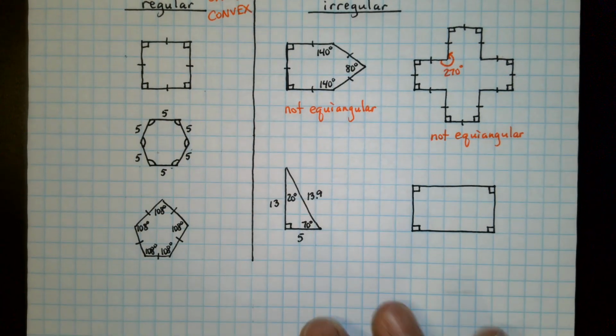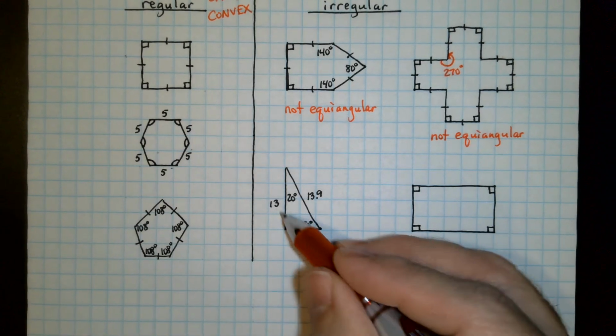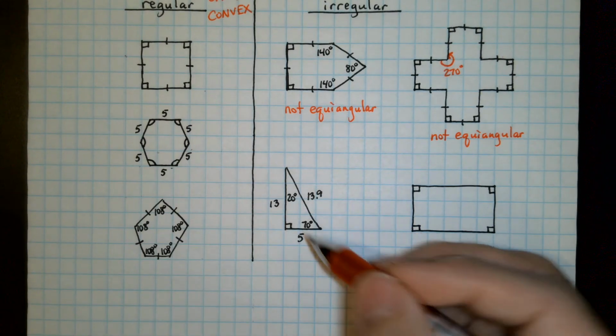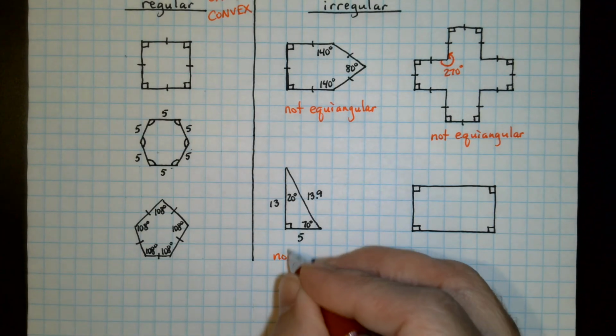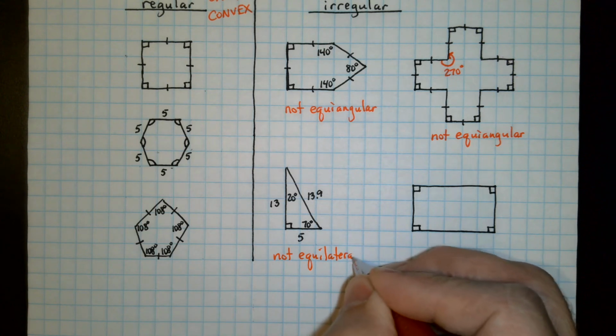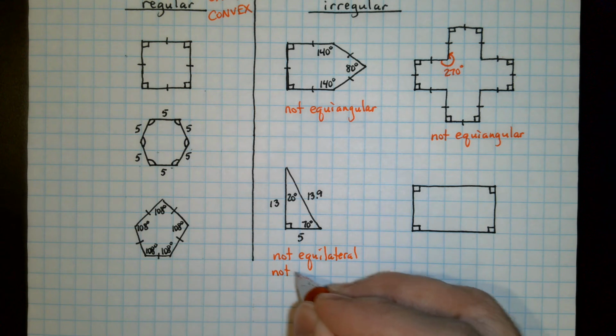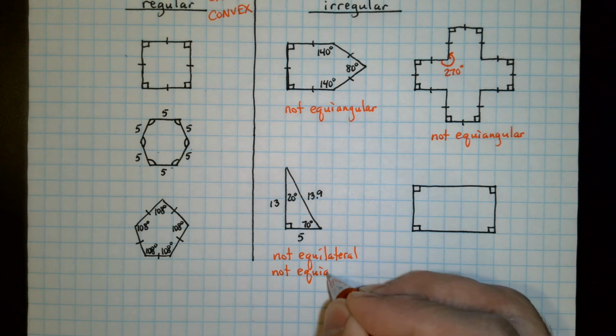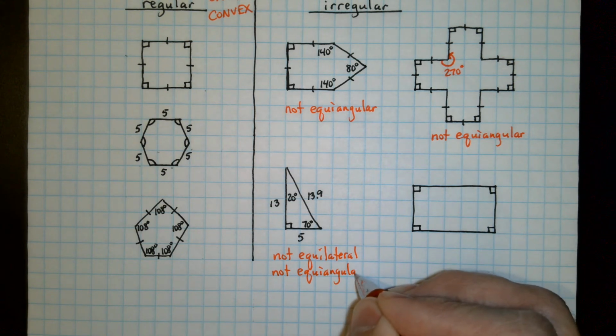Now, if we go a little further down, we see a triangle here where all the sides are different, all the angles are different. So it is not equilateral, and it is not equiangular. It doesn't meet either requirement.